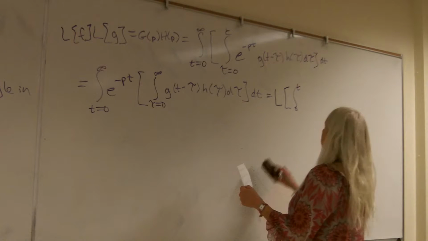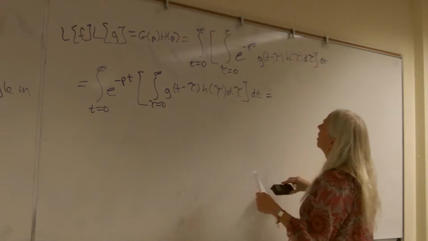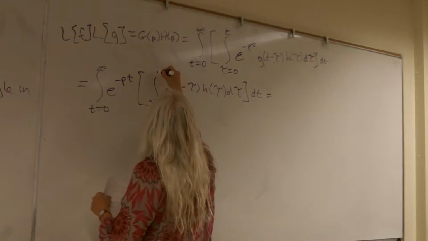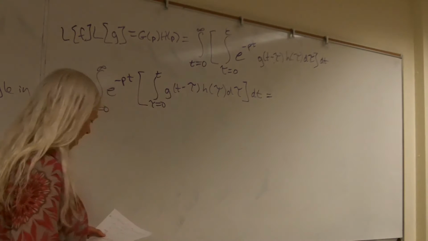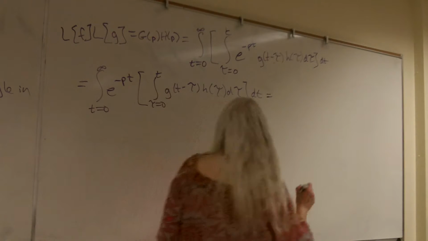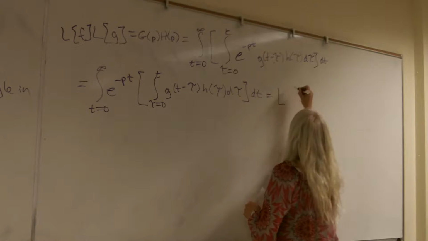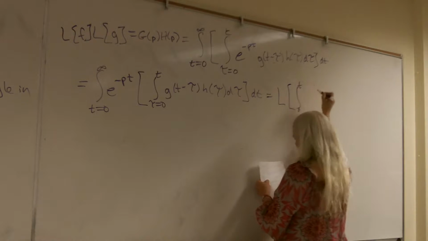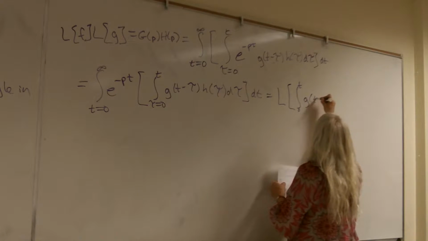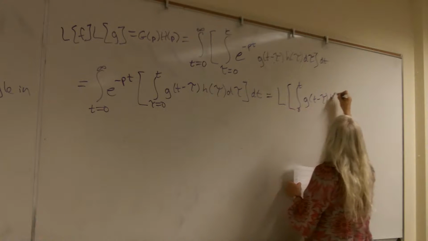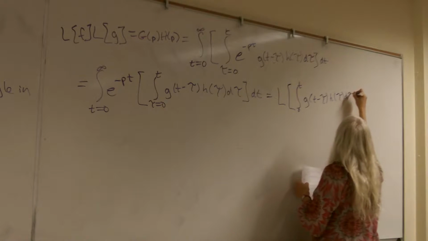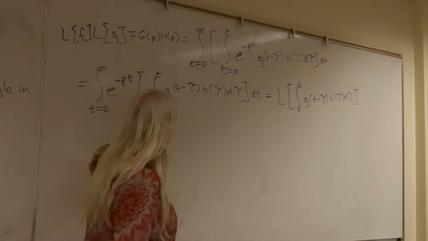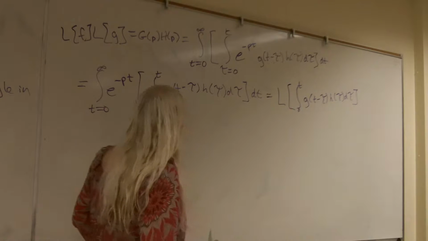I'm sorry, I did screw up the limits here, didn't I? Tau went from 0 to t. Okay, so I wrote that limit incorrectly. So anyway, this looks like the Laplace transform of the integral from 0 to t of g of t minus tau, h of tau, d tau. The Laplace transform of that whole thing.